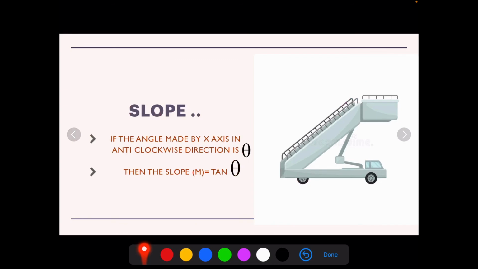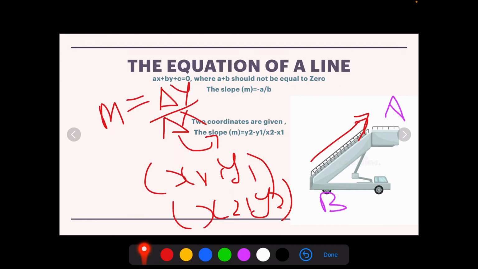Let's quickly revise how we can determine the slope in 3 ways. The first way to define the slope is when the angle made by the x-axis in the anticlockwise direction is theta, then the slope is m equals tan theta. And when the equation is ax plus by plus c equals 0, then the slope is given by minus a by b. And when we have two coordinates, then the slope is given by change in y-axis by change in x-axis, that is y2 minus y1 divided by x2 minus x1.